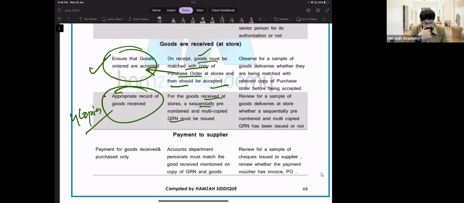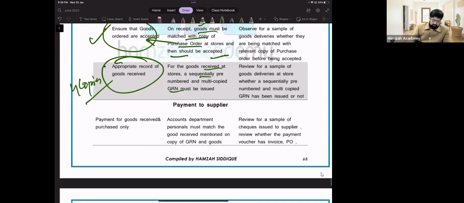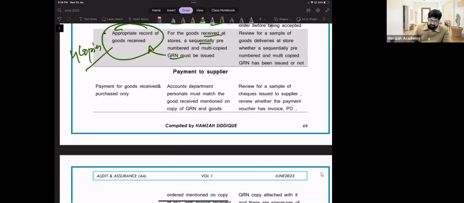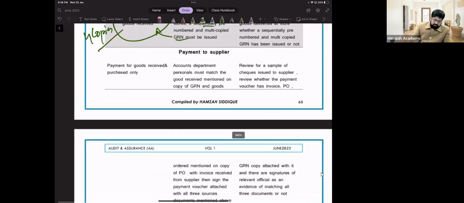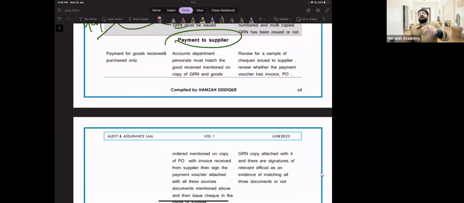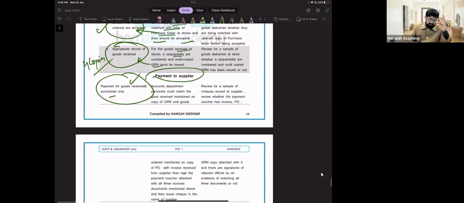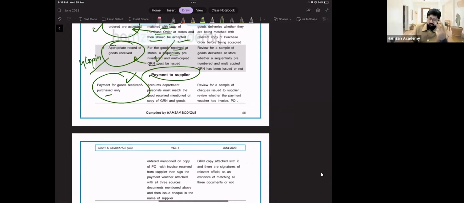Now, the next point is payment to supplier. Yes, now here copy of at accounts. Payments for goods received and purchased only. Here those documents will serve the purpose. Copy of purchase order which is received at accounts, and a copy of GRN. GRN from here. 2 copies.